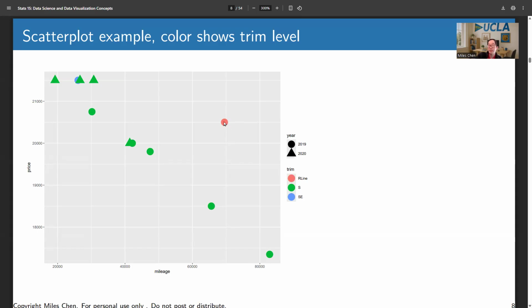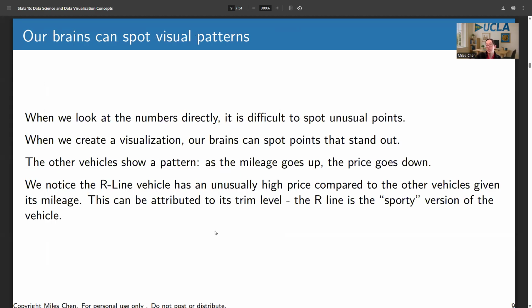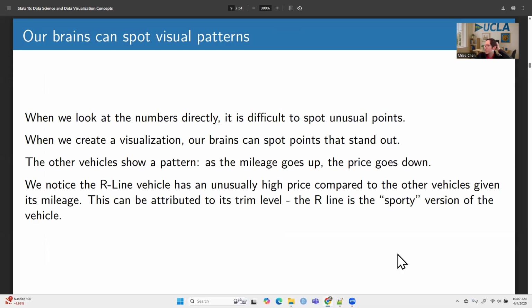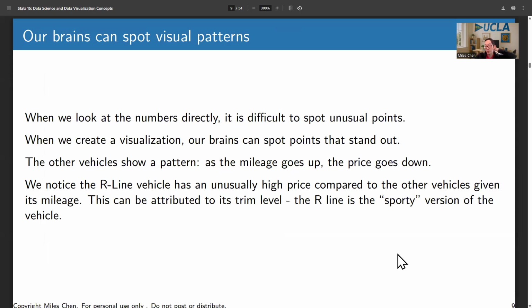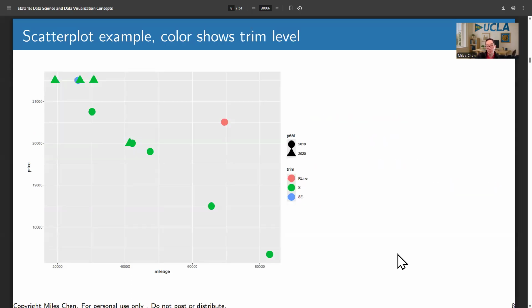This one has relatively high mileage, but still a relatively high price. We might be able to attribute that to the fact that it's the high performance R line for the vehicle. Okay, and so that's the data visualization.